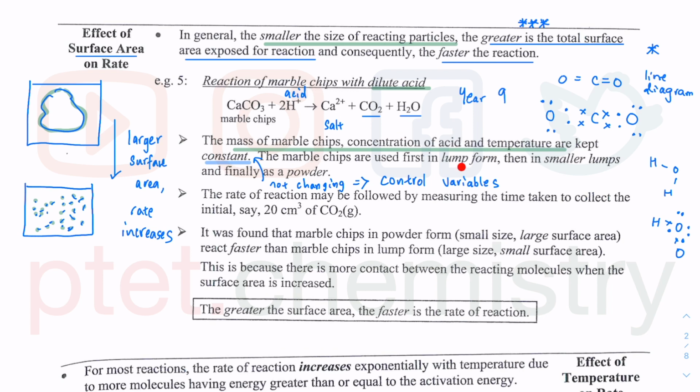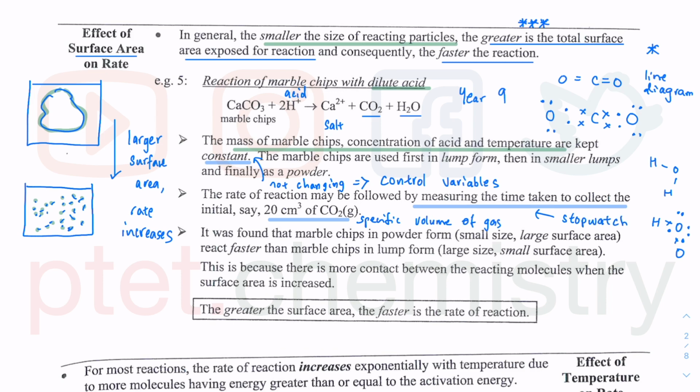Now what happens is you have lumpy form, lumpy meaning a big piece here, or you have smaller lumps where you crush them into finer powder like this here. The rate of reaction may be followed by measuring the time taken to collect a specific volume of gas. So this is just a specific volume of gas, but what are you measuring? You are measuring time. To measure time, you need something called a stopwatch in the lab.